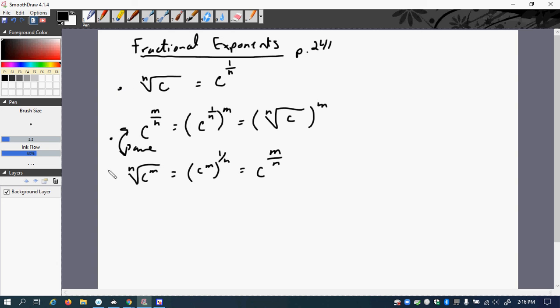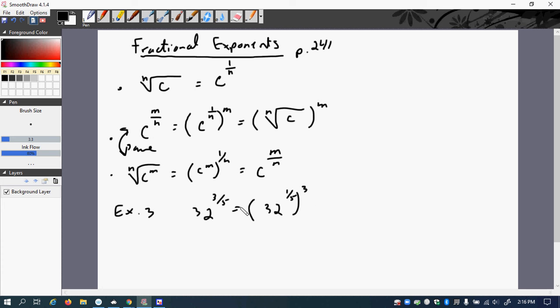And so these are the key things that you want to pay attention to in the problems. So for example 3, they have 32 to the 3/5, and so we can rewrite it as 32 to the 1/5 to the 3rd.